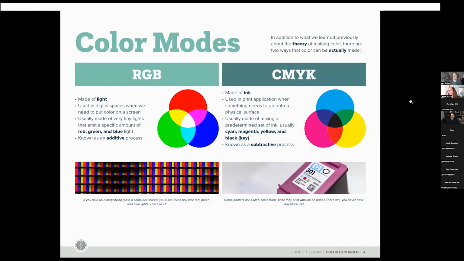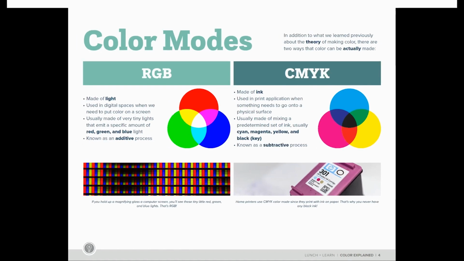So now we've got that sort of conceptual stuff out of the way, what actually physically makes the color that you see? The short answer is that there are two main ways, and it depends on where you're looking at color. The first one, and the one that you're all using right now as you're looking at your screens, is RGB, and it's made up of light.